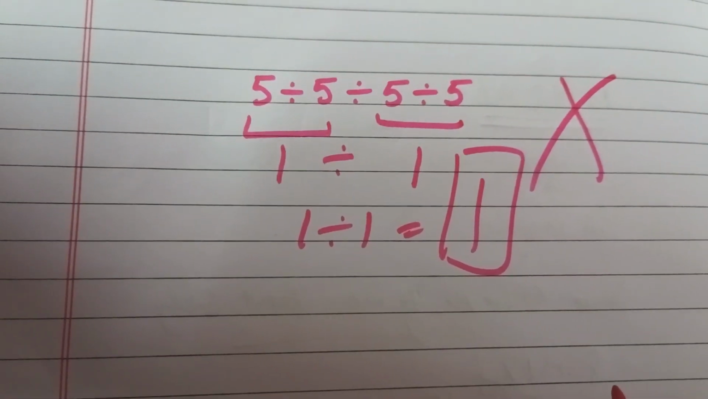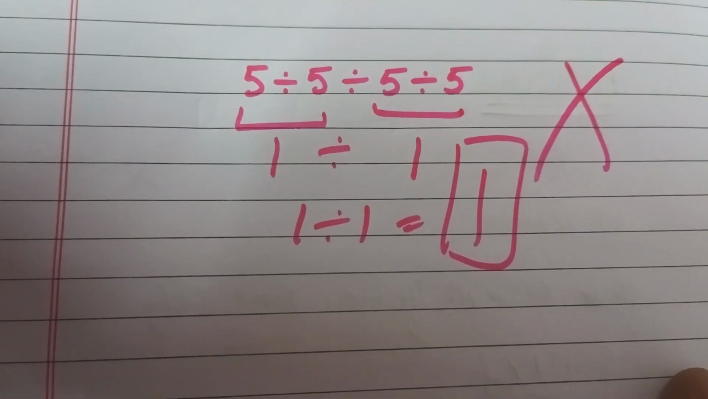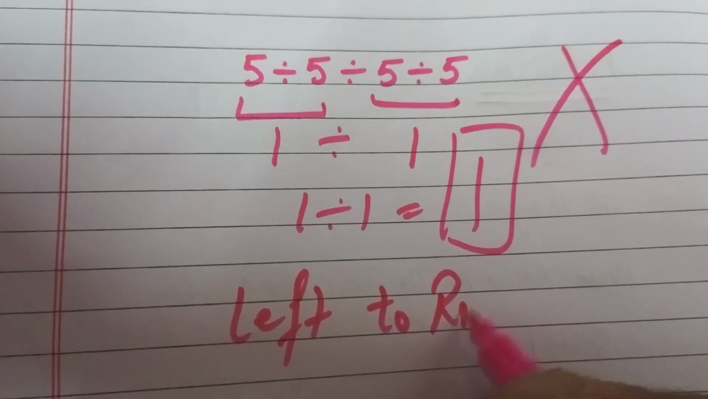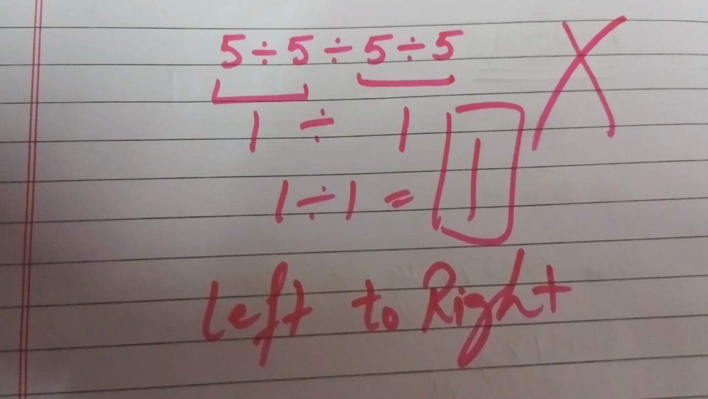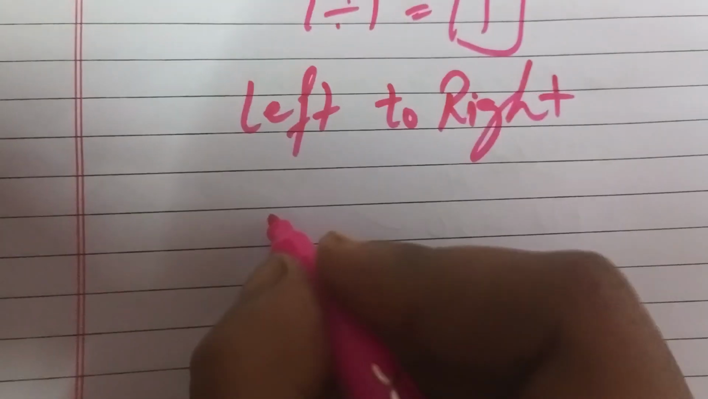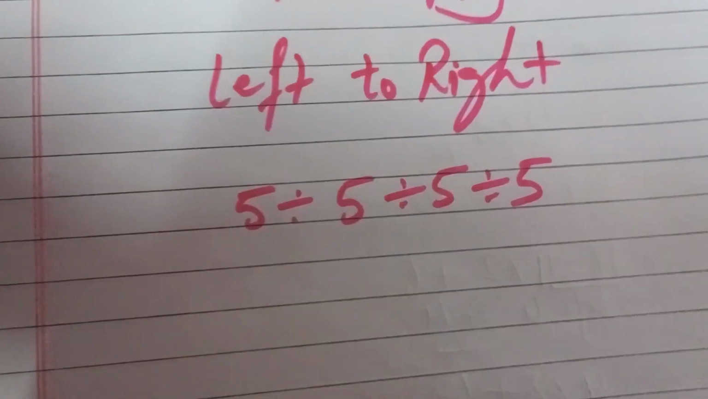And one more thing, if we have the same sign multiple times, then we have to solve from left to right. We have to solve it from left to right. Okay, so what will it become? 5 divided by 5 divided by 5 divided by 5.